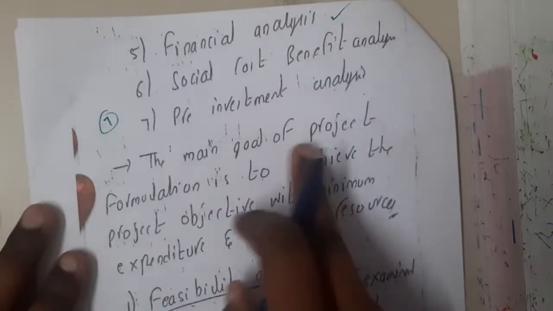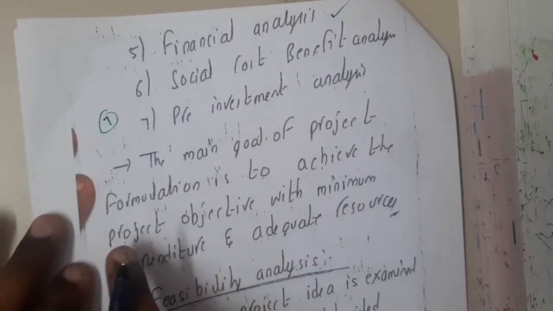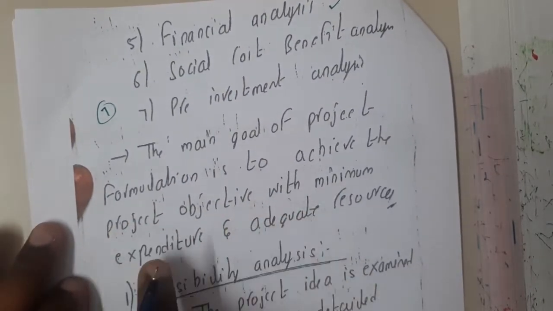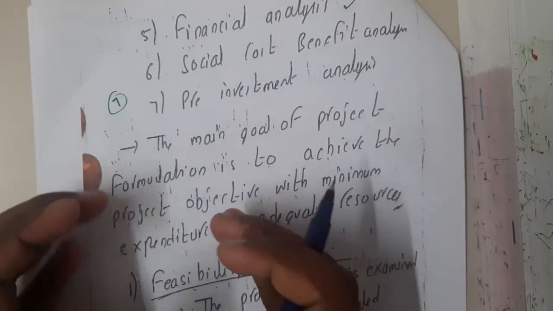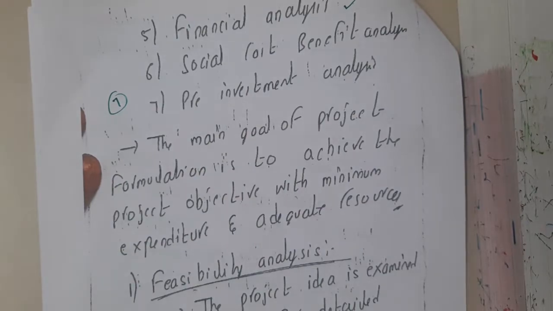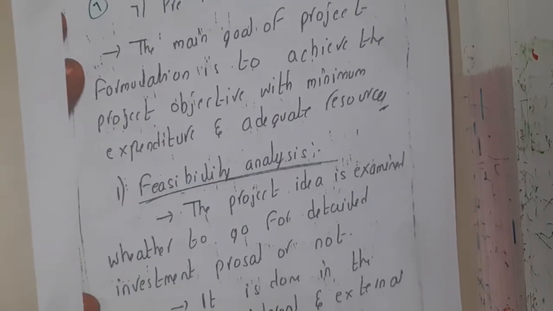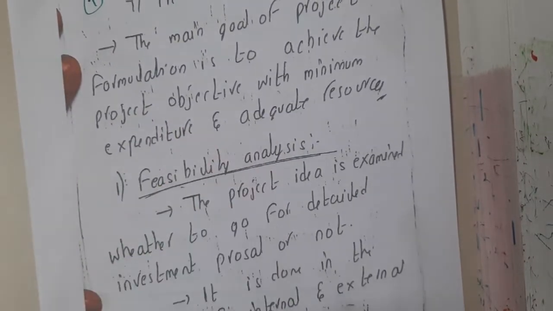The main goal of project formulation is to achieve the project objective with minimum expenditure and adequate resources. So with the minimum things you want to achieve your project goal, right? First of all, let us go through the first stage, which is nothing but the feasibility study. Guys, I'll be reading the theory, then I'll be explaining it to you.